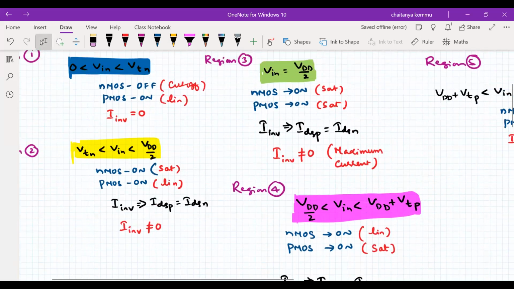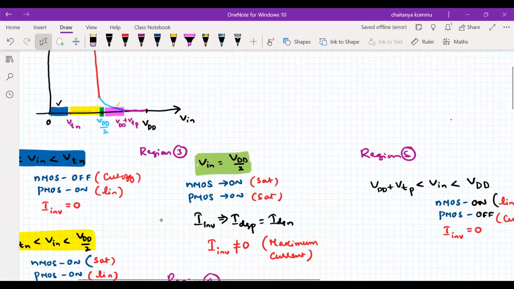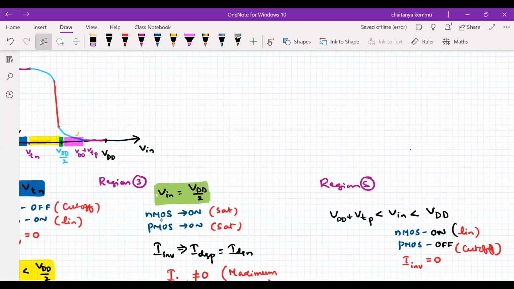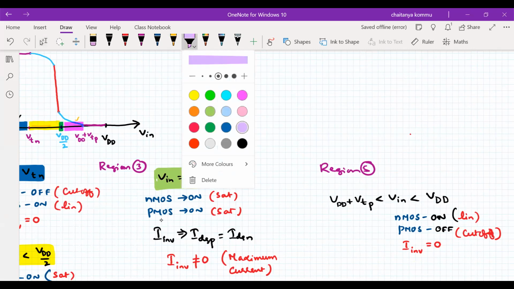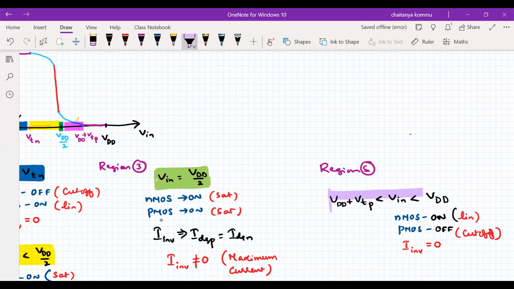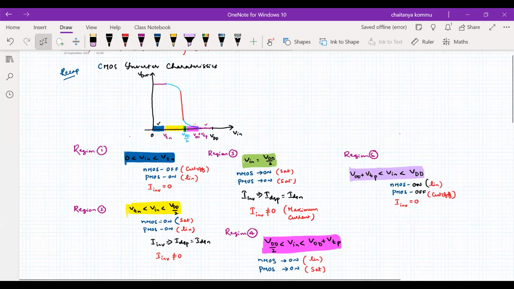And lastly, the last region of operation is VDD plus Vtp to VDD. That means this is the region that we are talking about. At that point, only NMOS is on, PMOS is off. But here you can say that the inversion current is 0. So this is what we have seen in the last class.